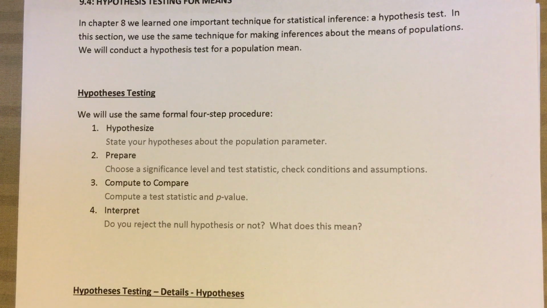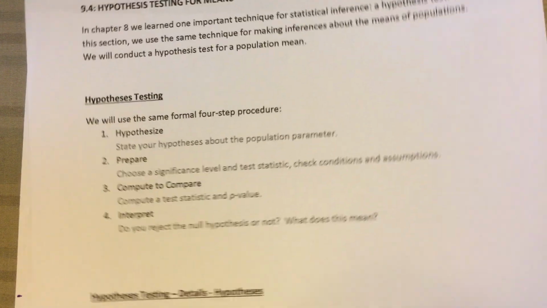We're going to prepare. Choose a significance level, a test statistic, check our conditions and assumptions, just like we did back in Chapter 8. Do our computations. Again, we're going to rely pretty much solely on StatCrunch to do these computations. And then we're going to make an interpretation or decision at the end. Do we reject the null hypothesis or do we not? What does this mean? How do we want to answer our final question in the end?